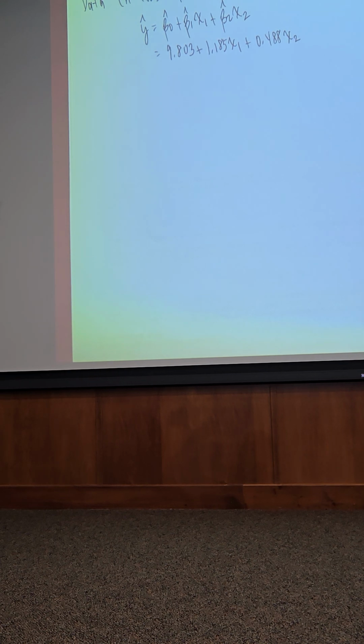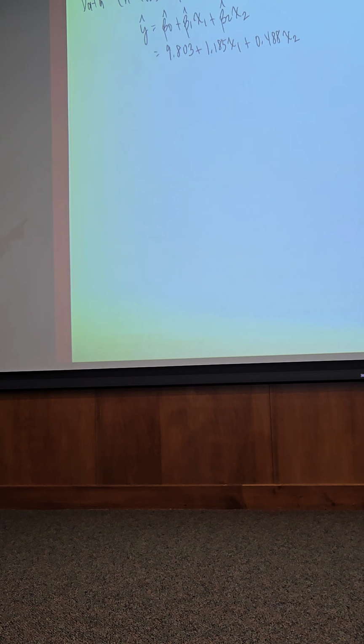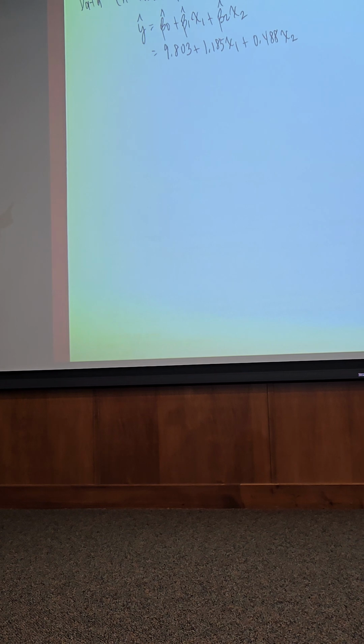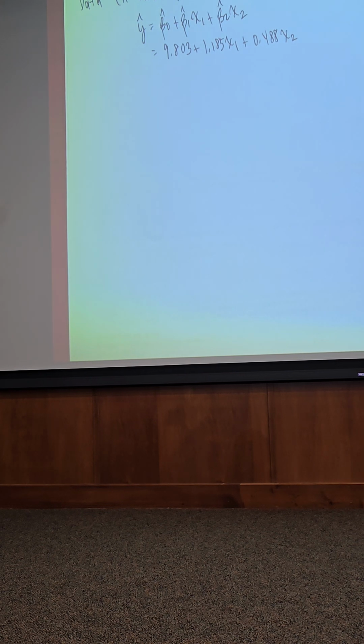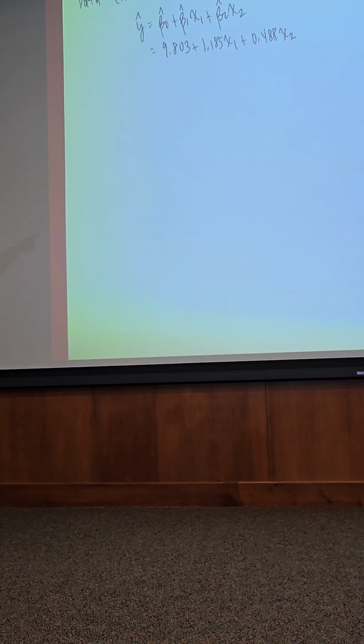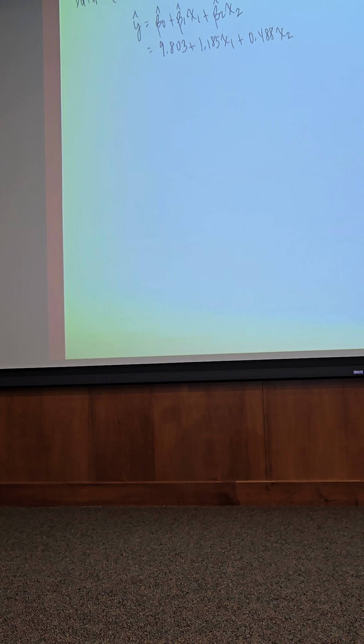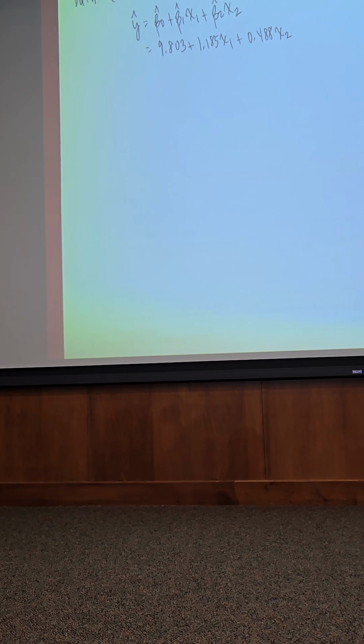So I don't know what the population intercept beta 0 is, but what's my best guess at beta 0? Beta 0 hat. I don't know what beta 1 is, that parameter in my population regression equation, but my best guess at beta 1 is beta 1 hat, and so on. Okay? So my least squares regression equation is my best guess at the unknown population regression equation.